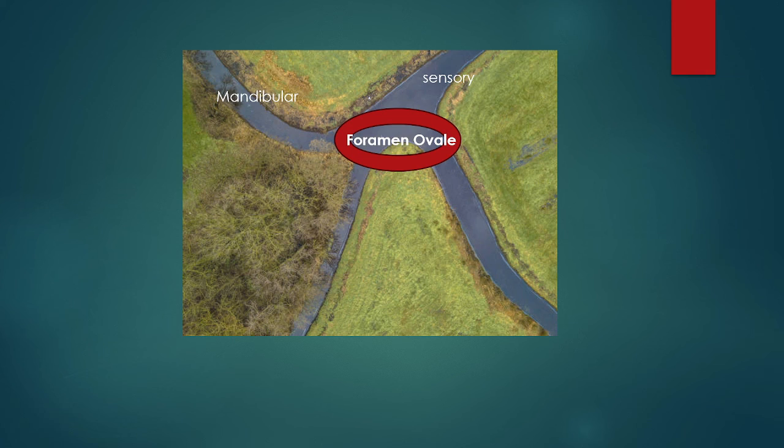Now we'll discuss the third branch, that is the mandibular branch of the trigeminal nerve. Now this mandibular branch and the sensory branch, if you remember, were passing through the foramen ovale, right? I showed you in the very first slide that they were passing through the foramen ovale. So simply they will pass through the foramen ovale. Now what happens to the sensory branch after that? Then it enters the foramen spinosum.